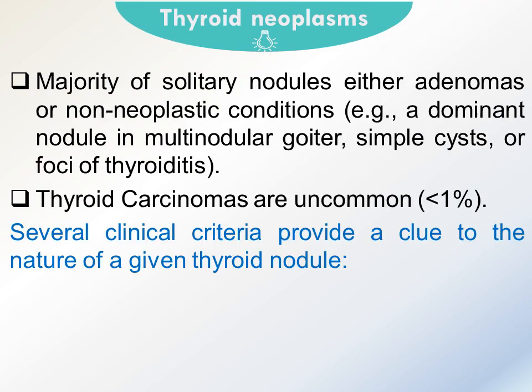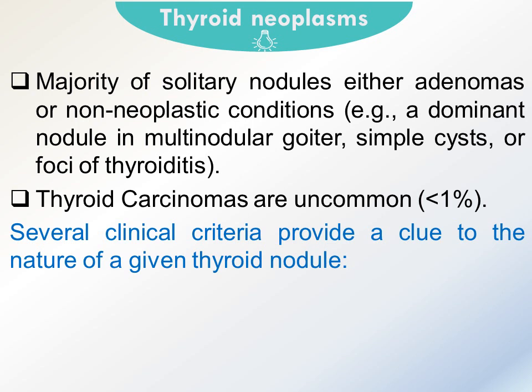The next subject to be covered here is thyroid neoplasm. The majority of solitary nodules of the thyroid prove to be either benign adenomas or localized, non-neoplastic conditions. For example, a dominant nodule in multinodular goiter, simple cyst or foci of thyroiditis. You should know that carcinomas of the thyroid are uncommon, accounting for less than 1% of solitary thyroid nodules.